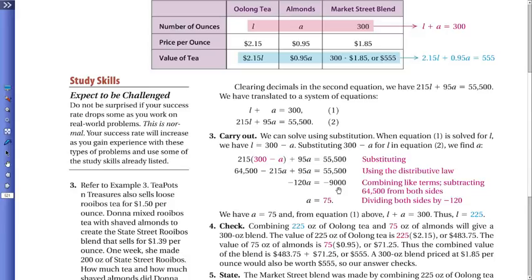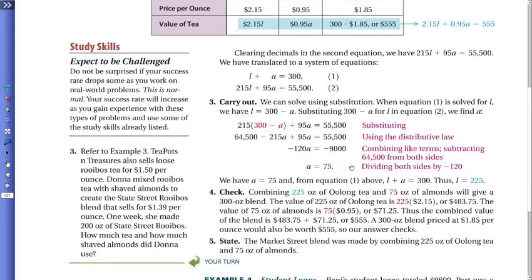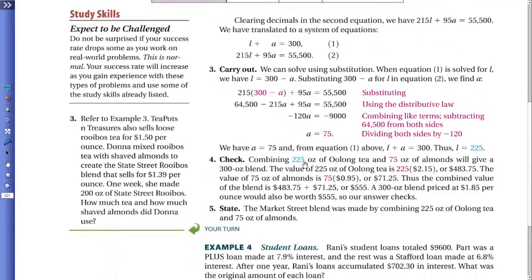Now, what does that mean? What is that 75 first? Well, that's the number of ounces of sliced almonds. And then if you went back to the word problem with this, I say, well, he made 300 ounces of something, and I have 75 are this other part, this sliced almonds. What does the other one have to be? And that's where I take this and substitute it back into this equation, because we need to find out how much oolong tea there was too.